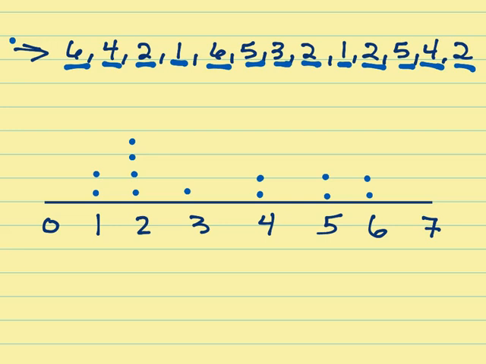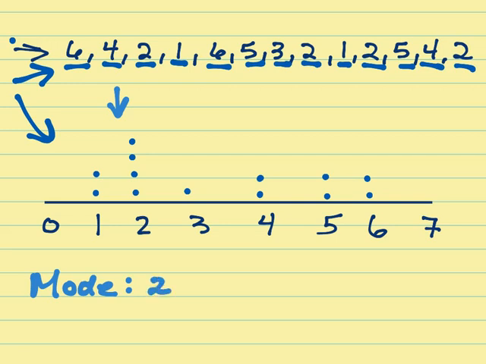All right, so now I have turned this information into a visual representation. So this will easily allow me to see things like the mode, because I can see that 2 is the tallest and has the most dots. So I would say that is what repeated the most. So my mode is 2.